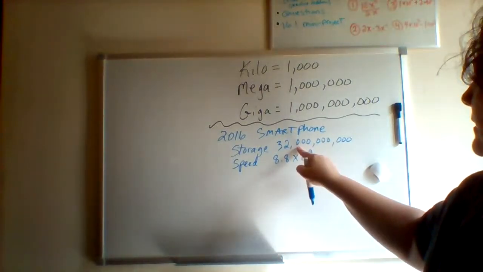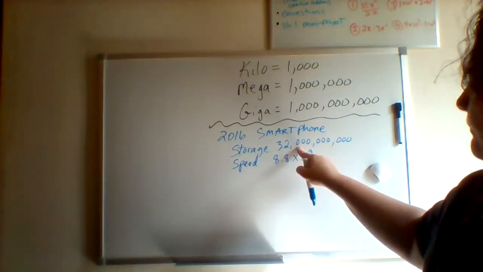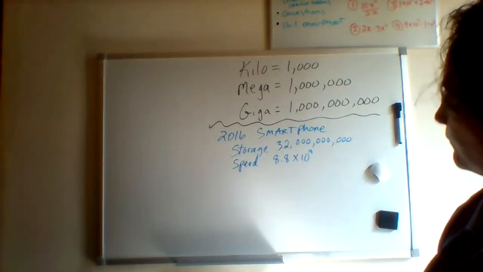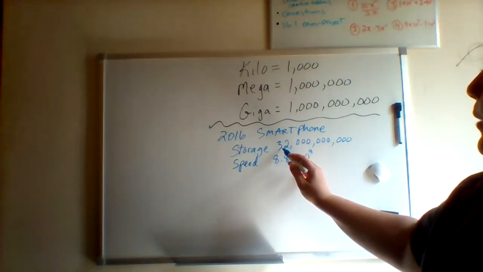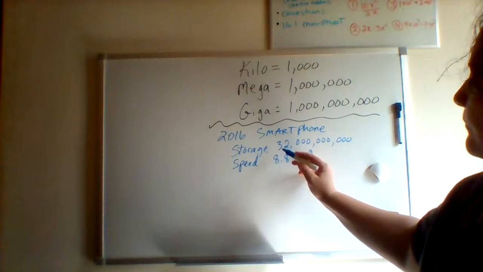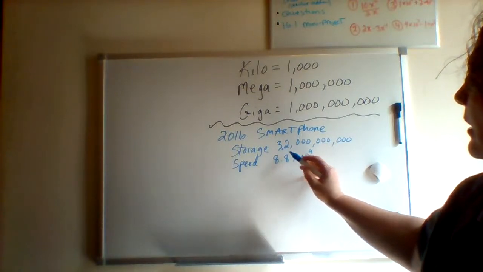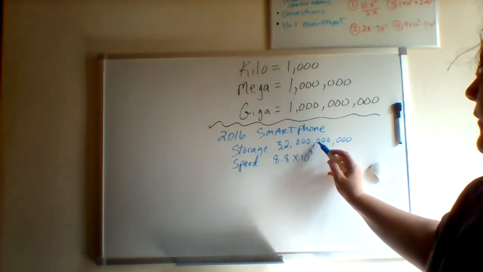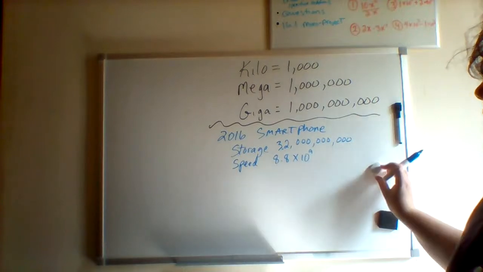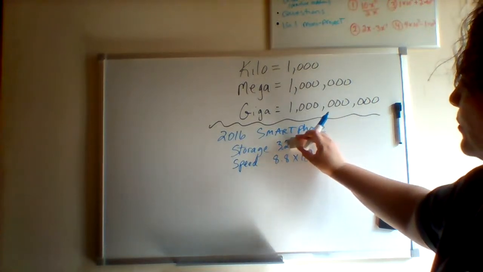So you can rewrite that as 3.2. 1, 2, 3, 4, 5, 6, 7, 8, 9, 10. I can rewrite that as 3.2.